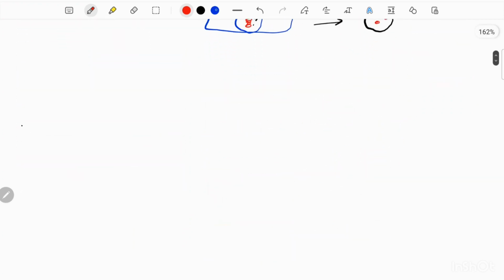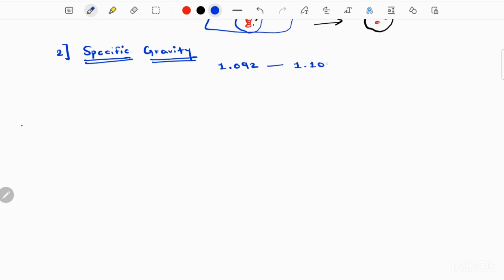Now our second property is specific gravity. I've discussed this property in the last video. You can check that out. Here I'm just mentioning the value. It is 1.092 to 1.101. So the value is greater than 1. So do comment and let me know, will red blood cell sink in water or float?